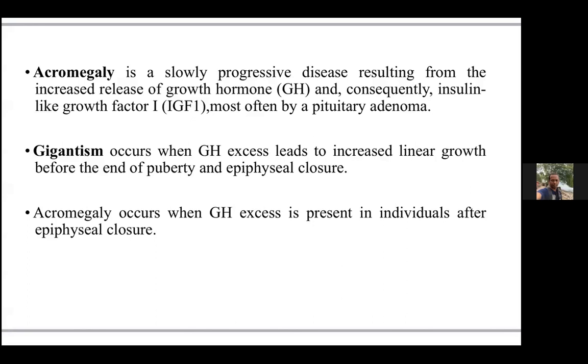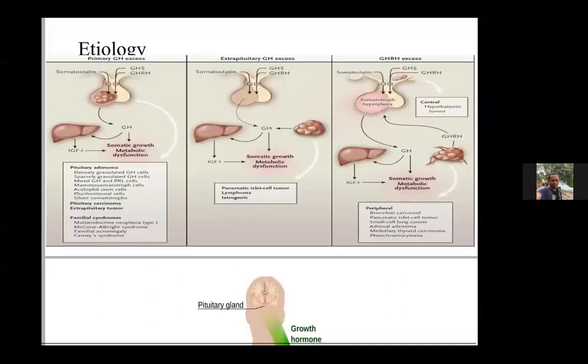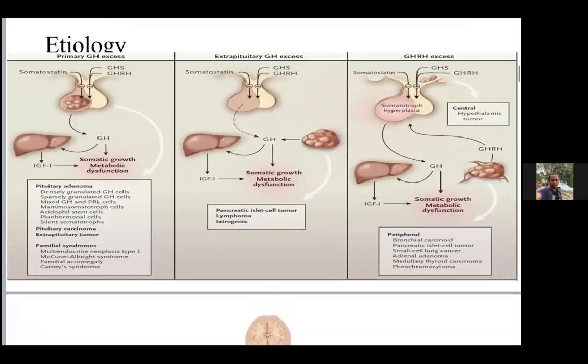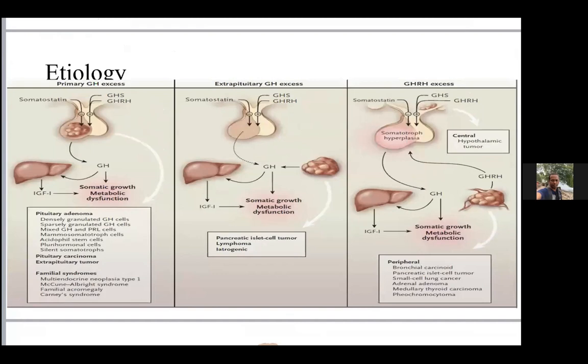In such individuals, we have acromegaly, wherein you have coarse features due to the overall growth, what we call general growth. Acromegaly occurs when the growth hormone excess is present in individuals after epiphyseal closure. That's what I've just been telling you. So this is one simple way to look at the etiology. I copied it from Davidson itself.